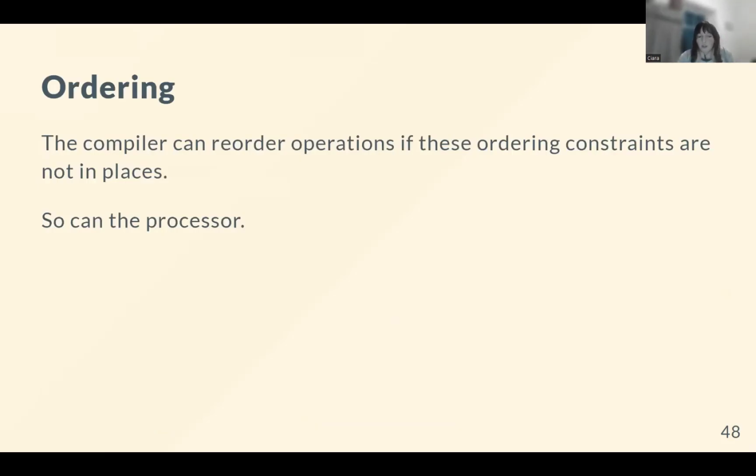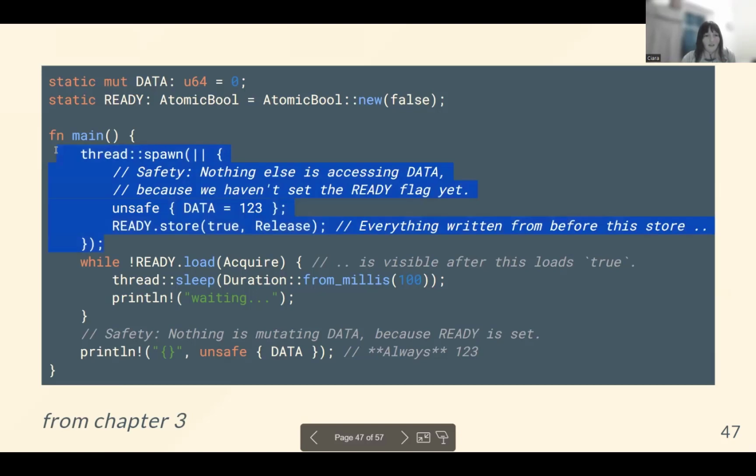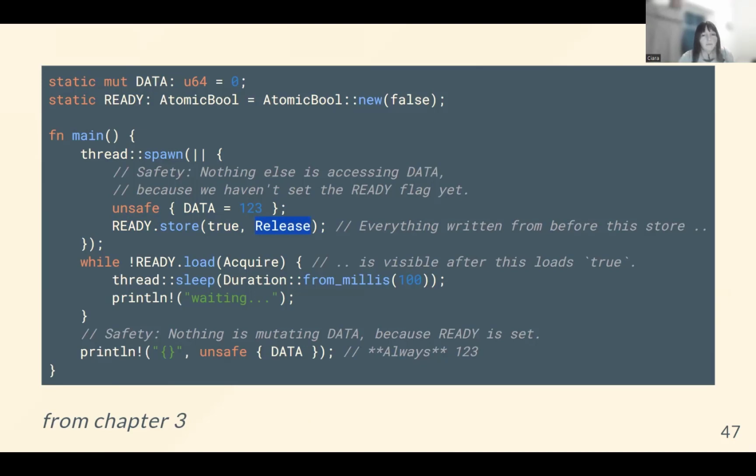And that's important for a couple of reasons. So the compiler, we know, can reorder operations if these ordering constraints are not in place. So if there's no intrinsic dependency, so here, there is no reason that the compiler shouldn't reorder this to be before we store true if this wasn't atomic, because this data is unrelated. There's nothing connecting them. They're not dependent on each other. So why can't I switch around the order? But by adding this memory ordering of release, you are saying, actually, this order does matter.